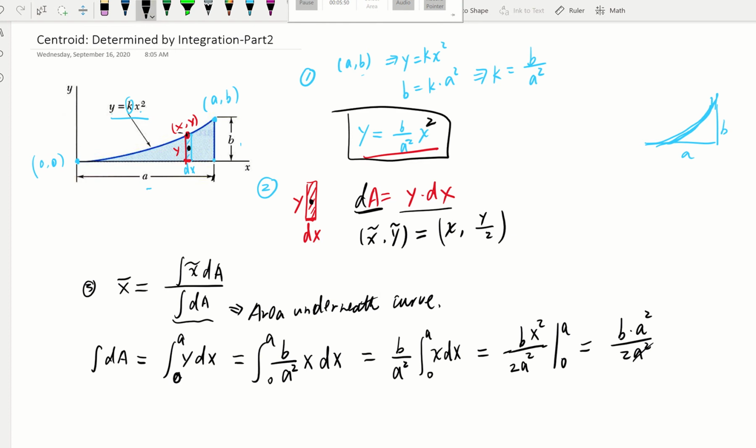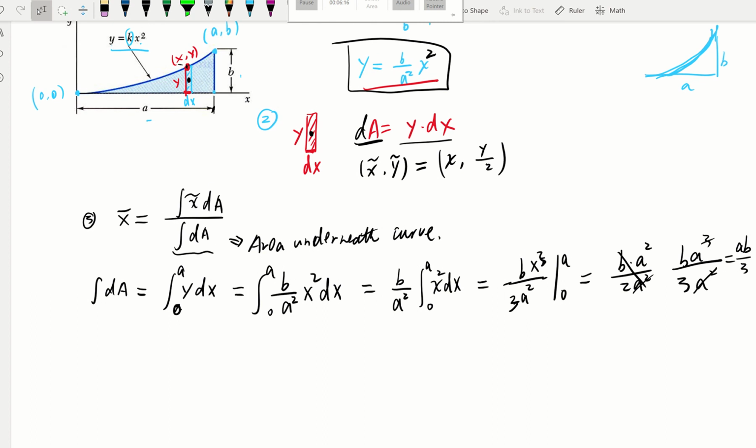Okay, so having that taken care of, this will be x squared, then this is going to be x cubed over 3. Then what do we have? It's 3a squared and b, a cubed. The a squared canceled out. We'll have our answer for the area, a times b over 3. So that's going to be the area of this parabola, okay?